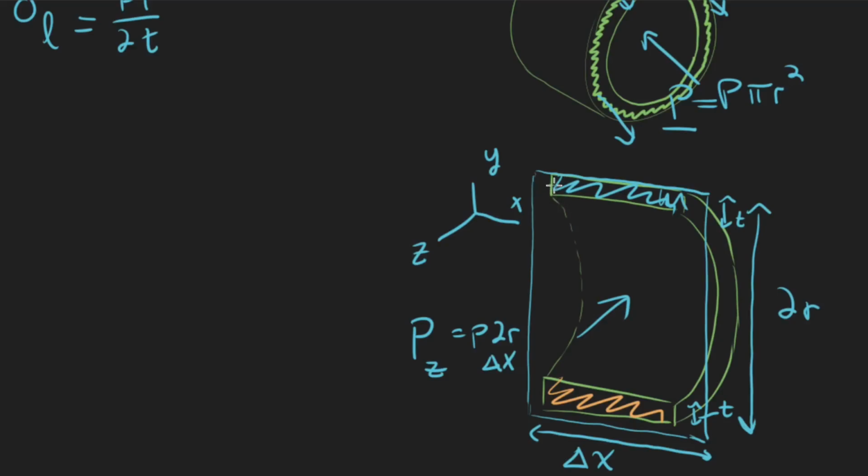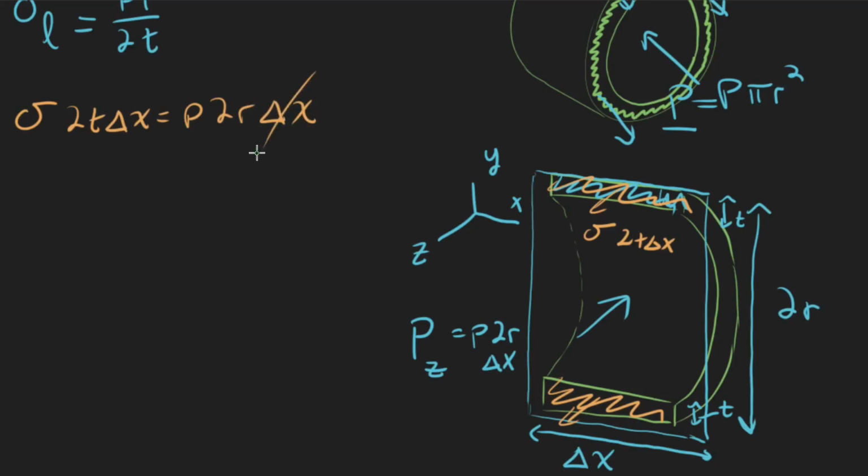So if we go ahead and write this out, this is my sigma 2t delta x, and these have to equal each other. So like I said, my normal stress times 2t delta x has to equal the internal pressure times 2r delta x. Delta x's cancel, which means it doesn't matter how wide of a segment we're looking at, because we really just care about the stress that's breaking it in this direction right here. And then I can just divide over the 2t, right? So I'm going to get that sigma is equal to pr over t in the hoop direction, and that's it.